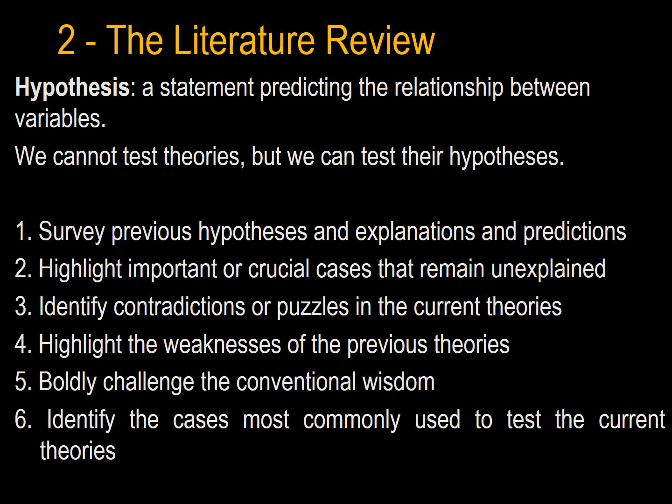Now, ultimately, we can't test theories, because when we're talking about a theory, we're talking about a general relationship, and we want to break a theory down into the subcomponents that are much more precise hypotheses. When we have a very precise if-then hypothesis, we can then test that. We can find a case where we can see whether or not the if-then statement the hypothesis predicts actually occurred or not. So there are six activities we can do in the literature review.